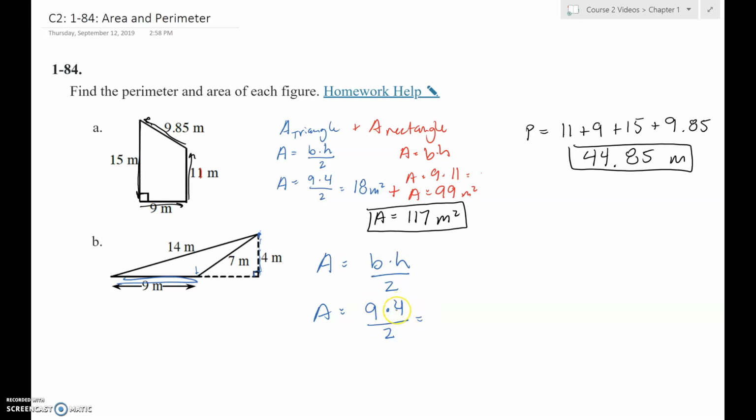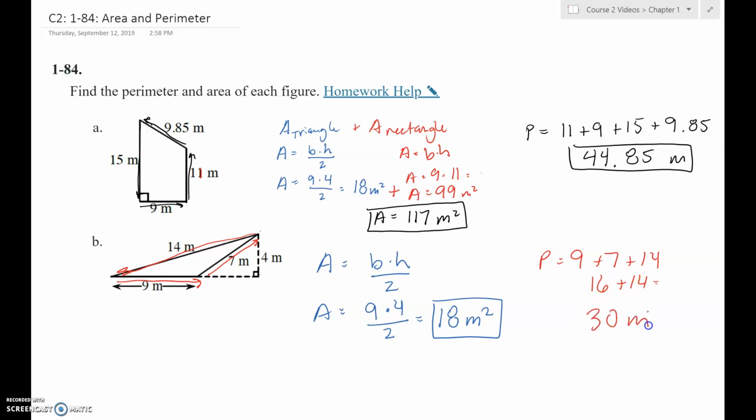And if we do that, we get 36 again. So 36 divided by 2 is 18 again. 18 meters squared. Interesting. Now, perimeter, adding up the side lengths. So the side lengths of this triangle are 9 plus 7 plus 14. So 9 and 7 make 16, and 16 plus 14 is 30 meters. That is the perimeter.